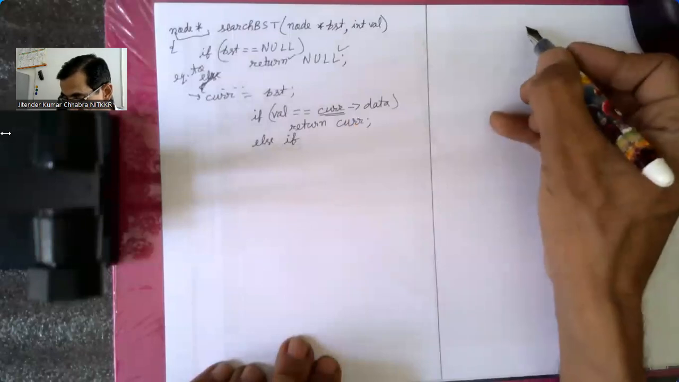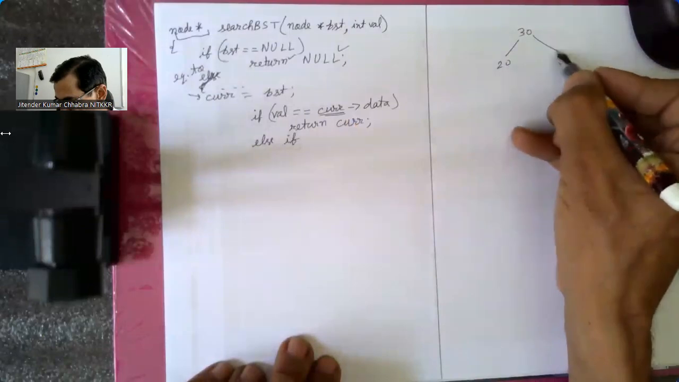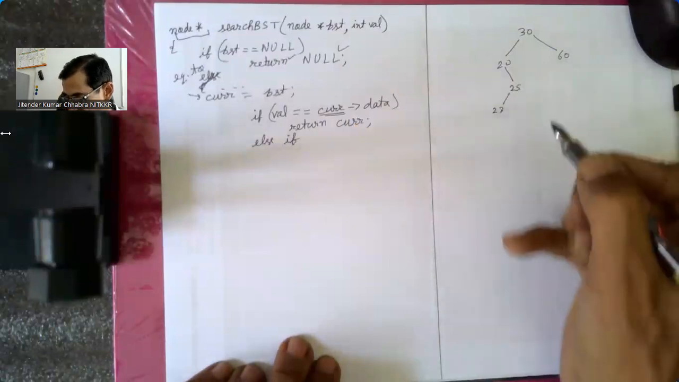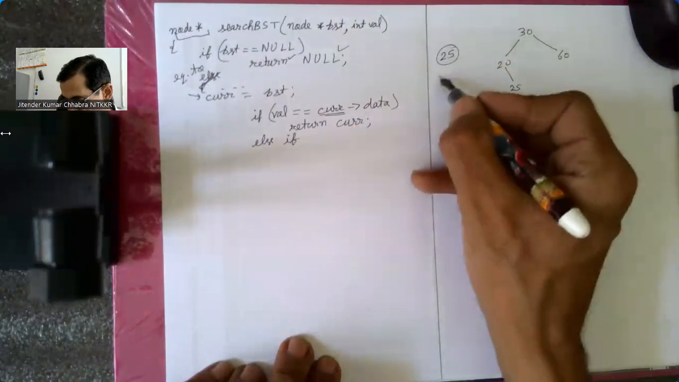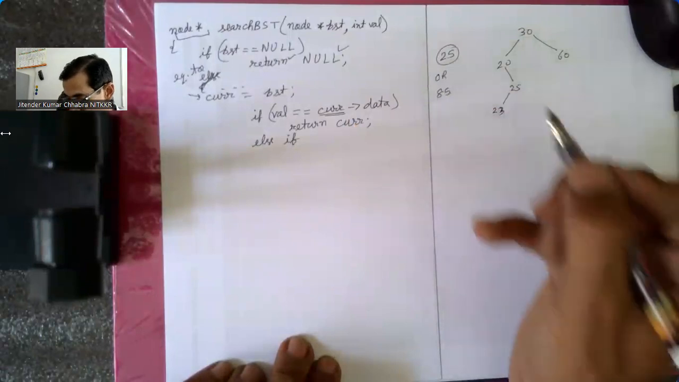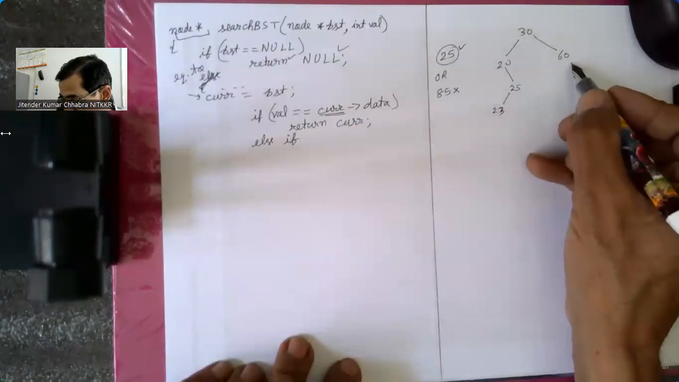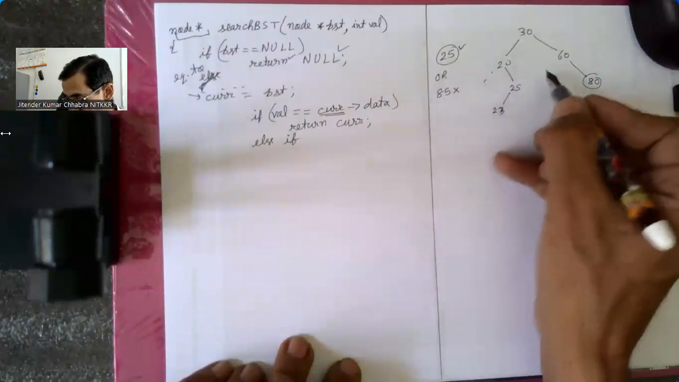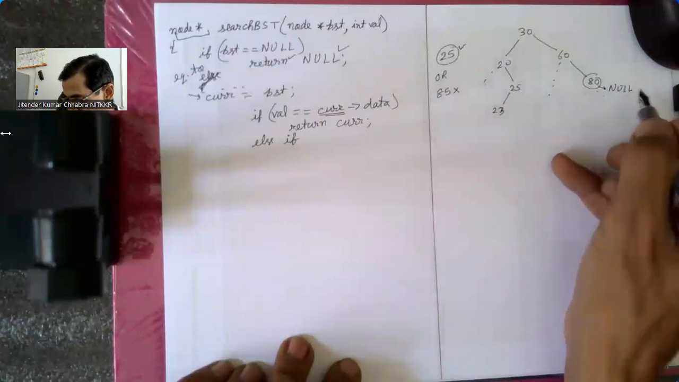Now, for example, I'm saying 30, this side is 20, this side is 60, and this side is 25. Here I have 23. So let's take a case, search for 25, or later we will take a search for some value 85. So 25 exists, 85 doesn't exist. We will take this case. So 60 has 80 here and some more data, and 25 is this and some more data, wherever. So this side, but it is null. Let's say it is ending here.